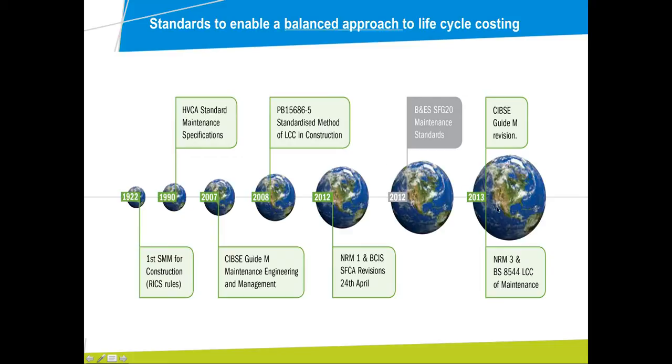And in 2005, the standard method of measurement for construction was actually produced, which is obviously a significant document in its own right. What's interesting, on April the 24th this year, we managed to get the RICS, the BCIS, to agree to change their data structure to line up with the maintenance industry and with the life cycling work going on by CIPC, BSRIA and other people, so to link a data structure: build, maintain, replace. And in addition to that, the HVCA changed their name to Building and Engineering Services Association and now provide maintenance specifications for every maintainable asset.